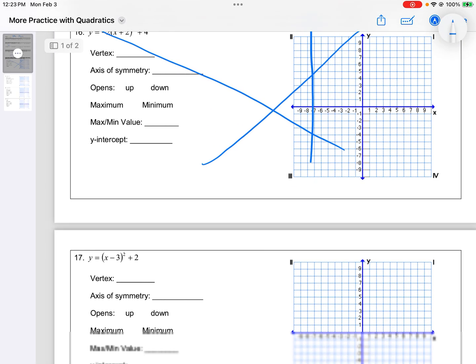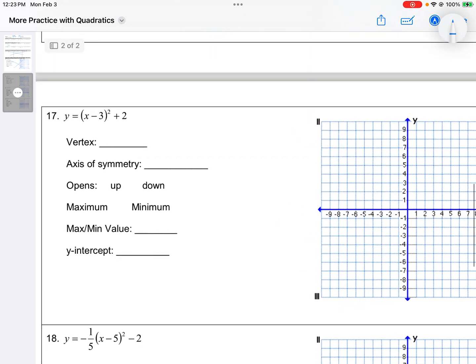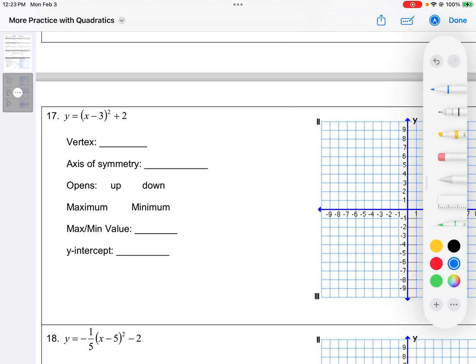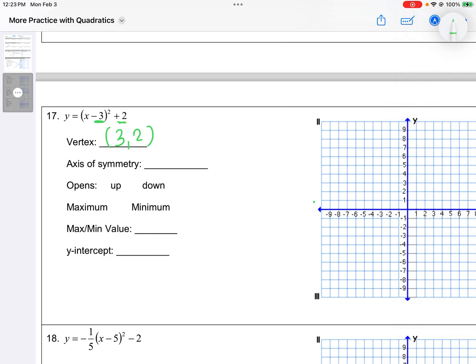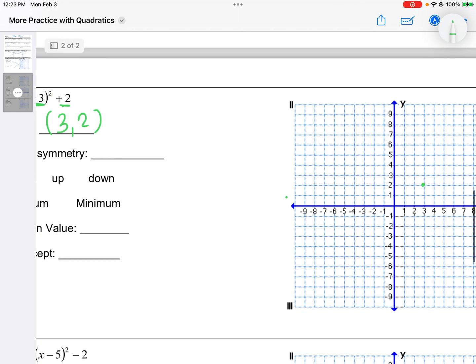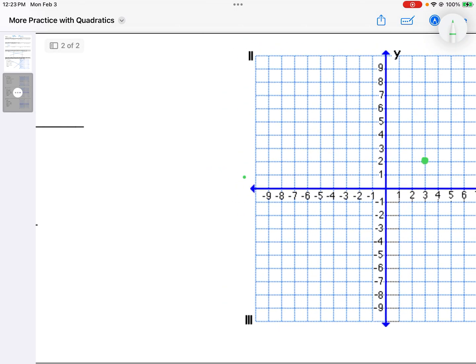I want you to look at 17. On 17, I want you to do what you can. I don't mind if you put this in the calculator to see what it looks like. In fact, I would like for you to do that at some point. But remember, some of these things we can get just by looking at it. If I look at the vertex, those are the two numbers in the parentheses and right outside the parentheses. So my vertex would be 3, 2. Remember that you change the sign of the number in the parentheses. Go over to your graph, and at 3, 2, you put your first point. That is either the highest or lowest part of this graph.